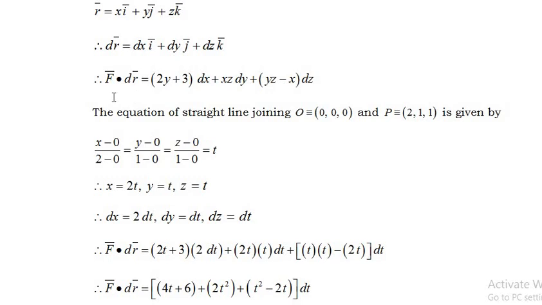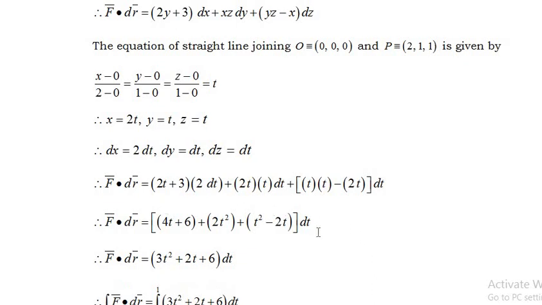Let us simplify f bar dot dr bar. (2y plus 3) dx is (2 into t plus 3) times 2 dt, plus x into z into dy, that is 2t into t into dt, this much, plus (yz minus x) times dz, that is (t into t minus 2t) times dt. So everything in terms of t.